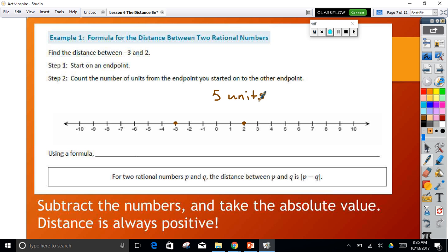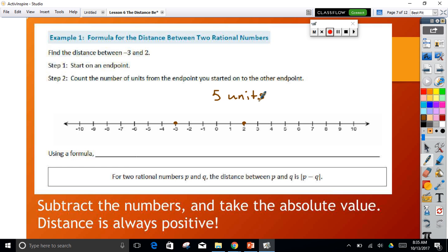If we want to put this into a formula, any ideas about how we could use those 2 numbers to figure out the distance without using a number line? Devin, what do you think? Okay, if there are 2 negative numbers, you can subtract the higher negative number by the lower. You get the answer to that. But if there's a positive and a negative, you can add them together to get the answer, and that's the same thing with positive and positive.